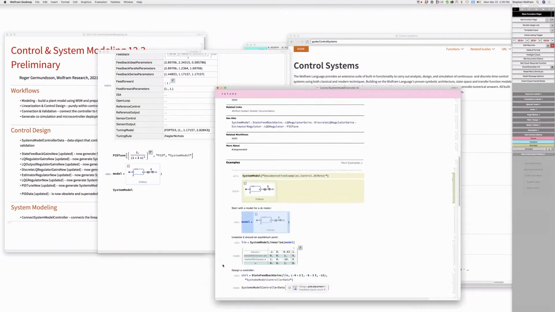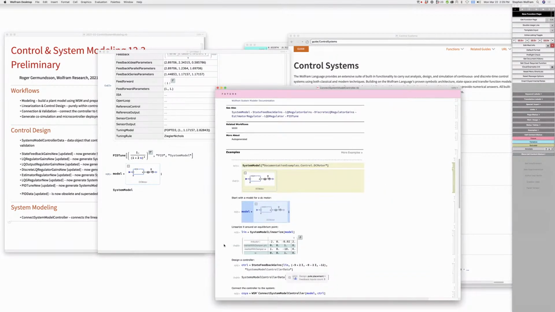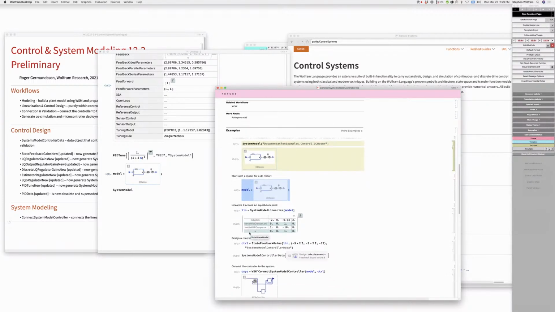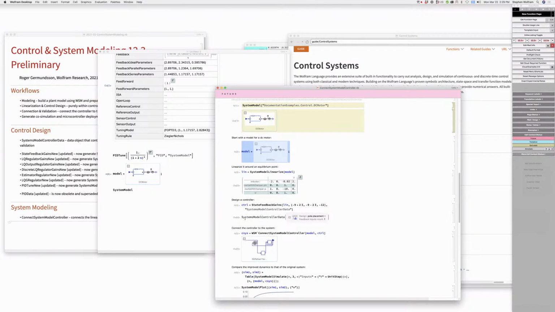Okay, so we've got our DC motor. Mhm. Okay, so now we've got a singular system model linearize. Yeah. Oh, come on. This is crazy. This is crazy. What's this about? That's just a bug, right?